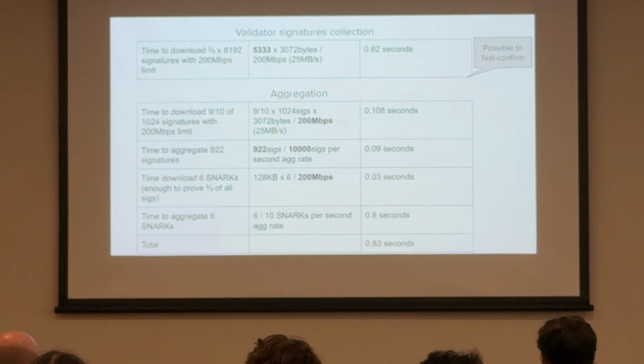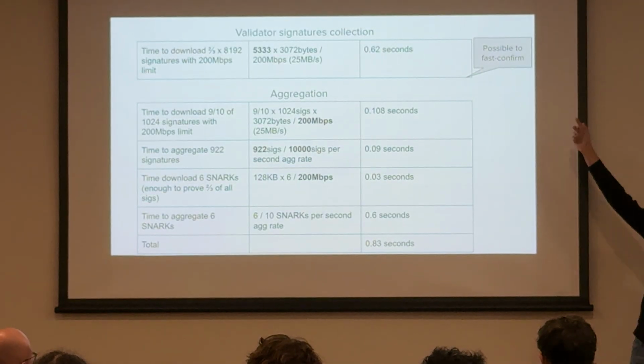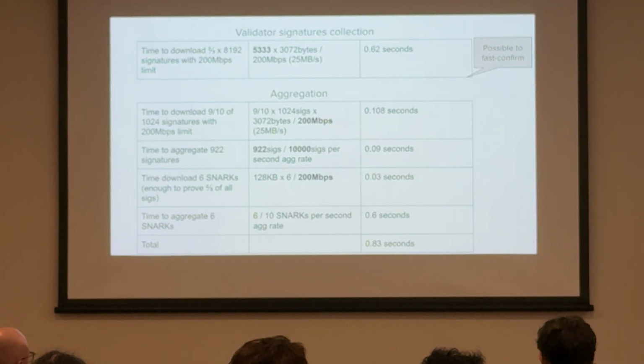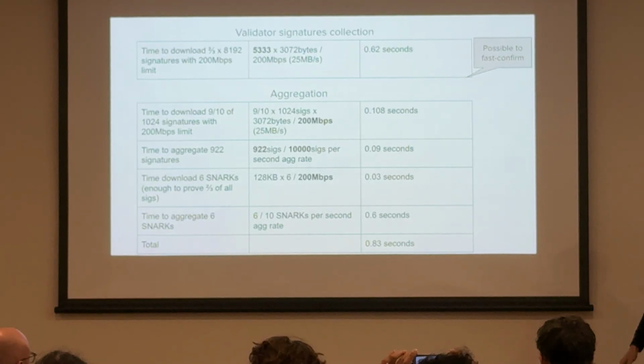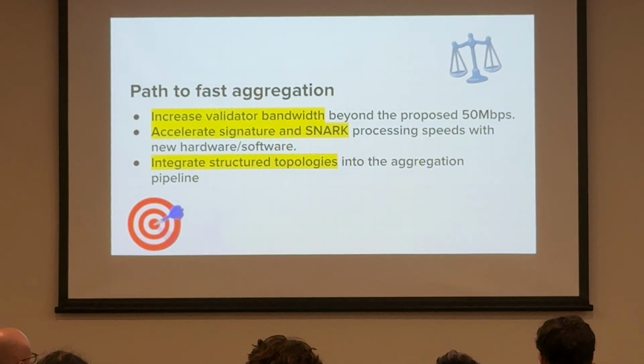If we do this, then basically we have two steps in parallel. The first is gossip sub, where validators send their signatures to each other. That's like 0.62 seconds for them to be able to fast confirm. And then we spend another 0.83 seconds to actually create the final aggregation that goes into the block. That's just some thoughts, ideas, and numbers that we had during simulations, tests and calculations.